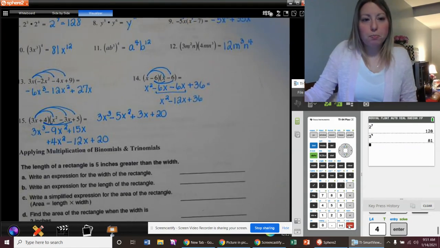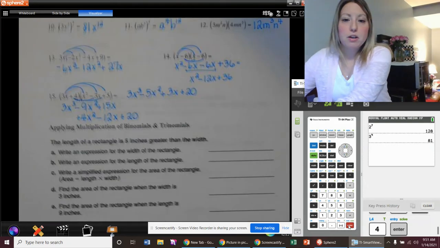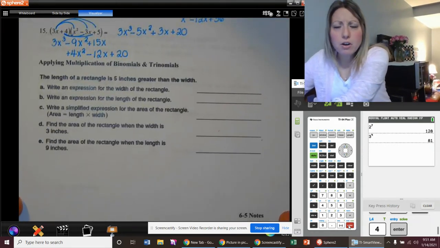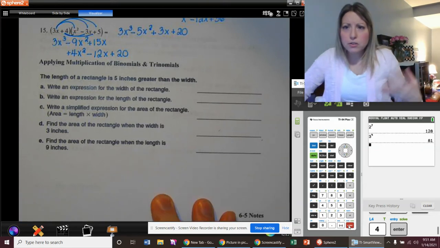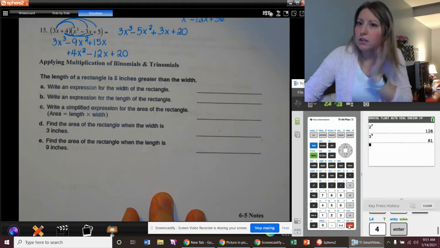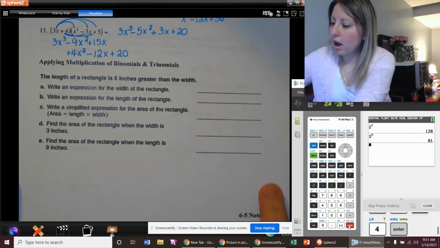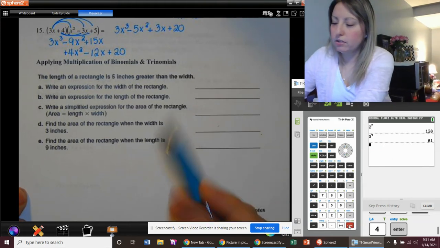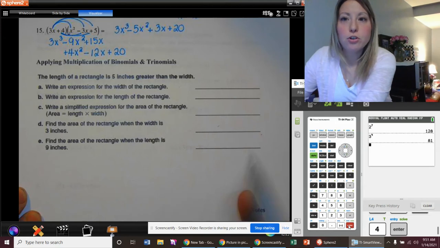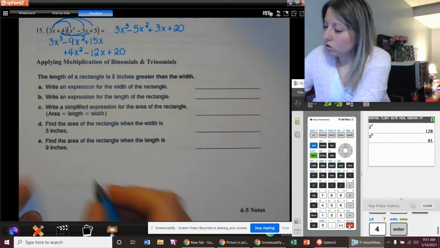I am going to start just by talking about how we can apply this stuff, because sometimes that gets missed as to why we are talking about this, right? Variables stand in place of a number we don't know yet. And this is a place where we have a number we don't know yet. So we've got the length of a rectangle is 5 inches greater than the width. Whenever you read about a shape, draw the shape.